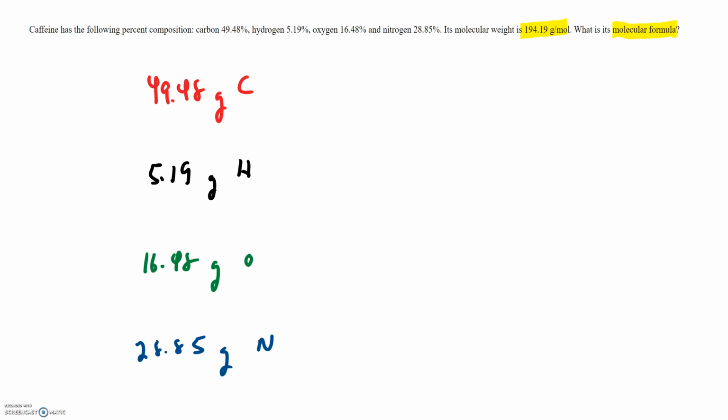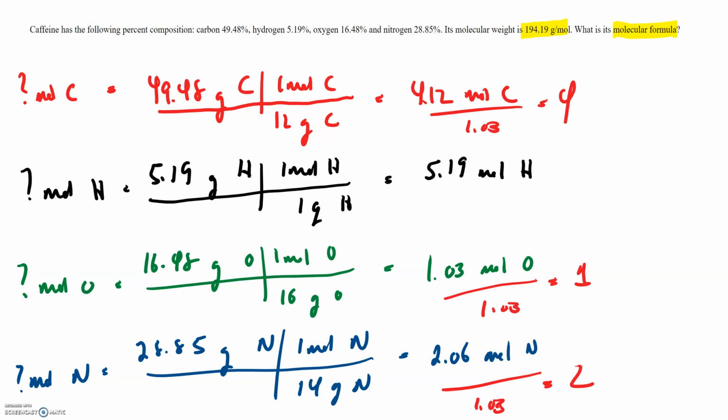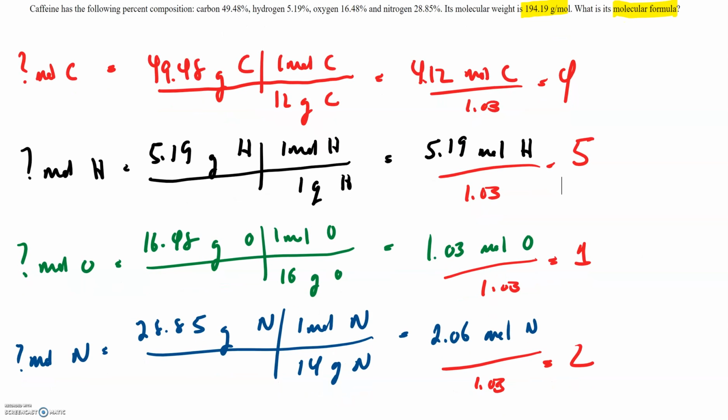our elements. Our next step is to convert each of these into moles. So here are our moles of each element. We're going to divide everybody by the smallest mole to get this into whole numbers. That makes this 1. That makes this 2. That makes this 4. And that makes this one somewhere around the neighborhood of 5. Let's use our calculator just to be sure. And it's 5.